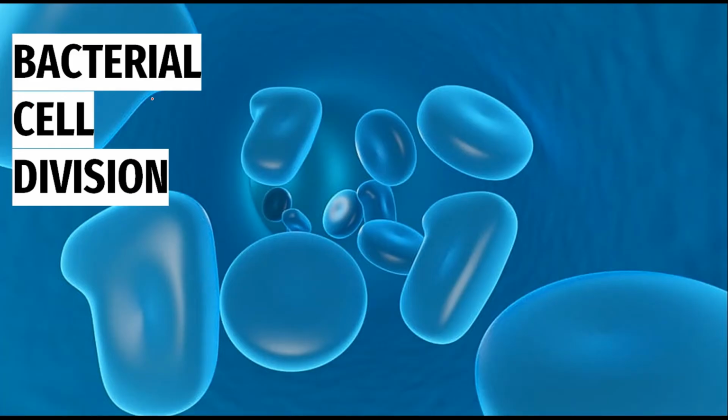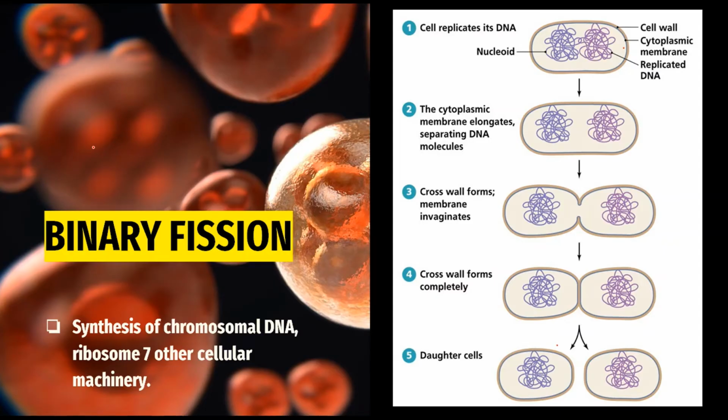As the name suggests, it is the division of a cell, like if this is a cell, it is getting divided into two or more than two daughter cells. This is the basic outline of bacterial cell division. So we are going to discuss binary division first. Binary fission, or you can say division.